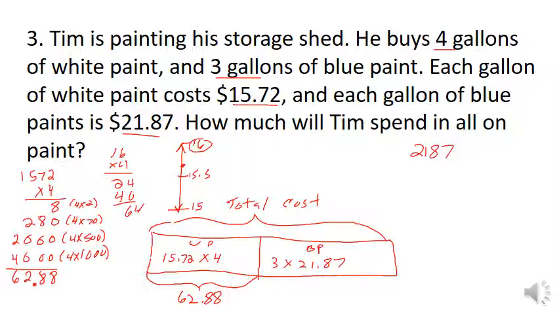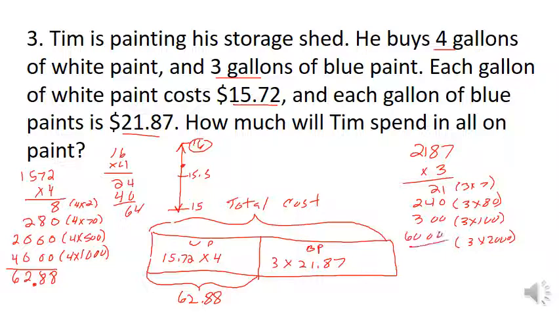$21.87. First thing I'm going to do is take out the decimal, 2187, multiplying that times 3. We know the first one is 3 times 7, which is 21. The second we have is 3 times 80. 3 times 8 is 24, and 0 will be 240. The third one is 3 times 100, which we know would be 300. And our last one is 3 times 2,000, which will be 6,000.